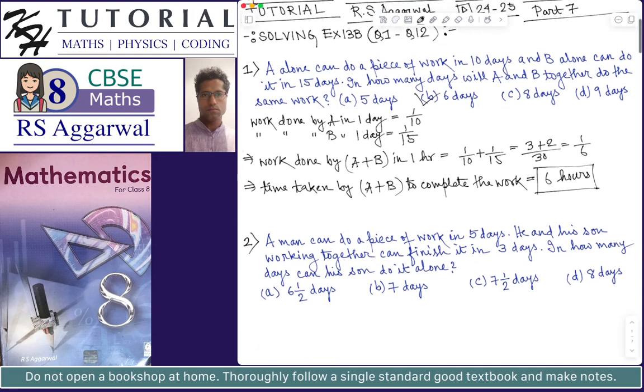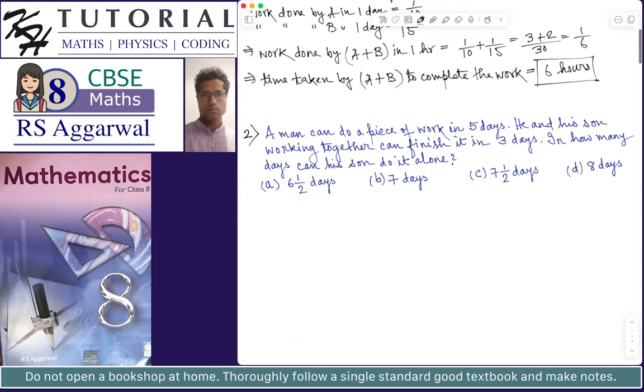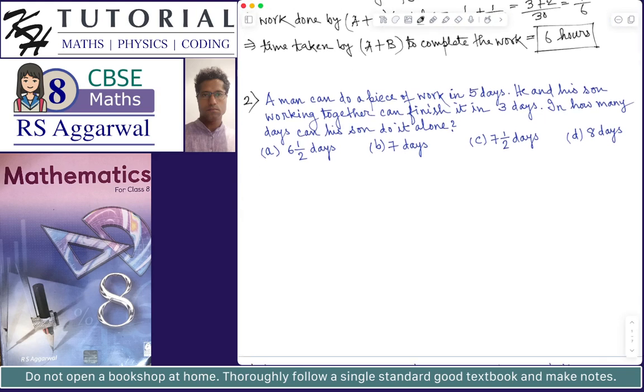Okay, let's do problem number 2. A man can do a piece of work in 5 days. He and his son working together can finish it in 3 days. In how many days can his son do it alone?